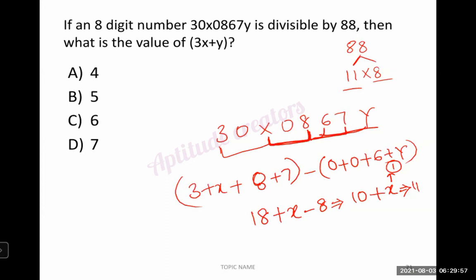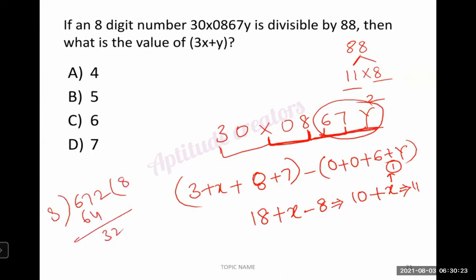X is equal to 1. Then what about the value of y? Can I say y is equal to 2? 672 divided by 8. Check the last three digits. 8 times 84 is 672, yes, completely divisible. Now x is equal to 1 and y is equal to 2. 3 into 1 plus 2 will give the result as 5. Answer is option B.